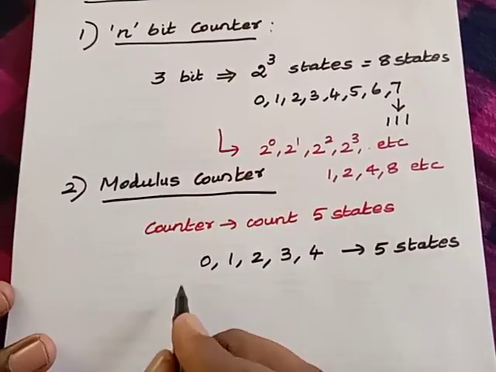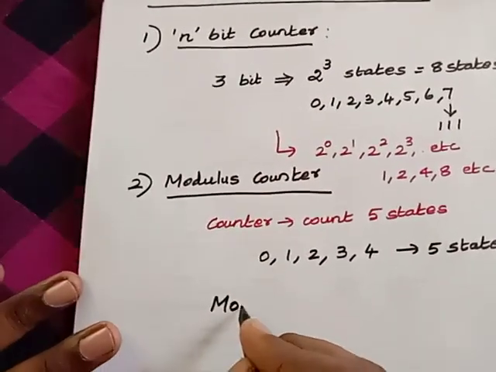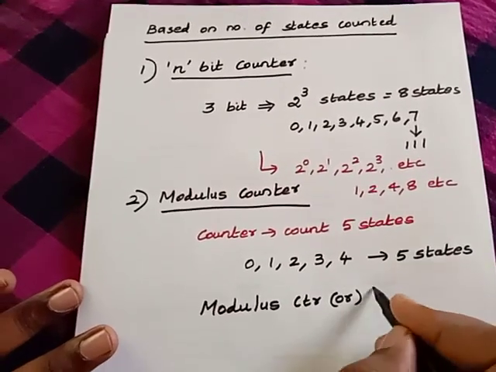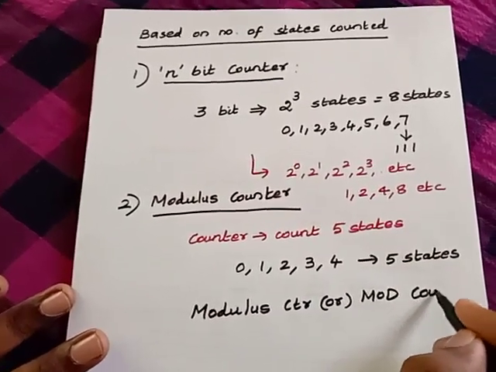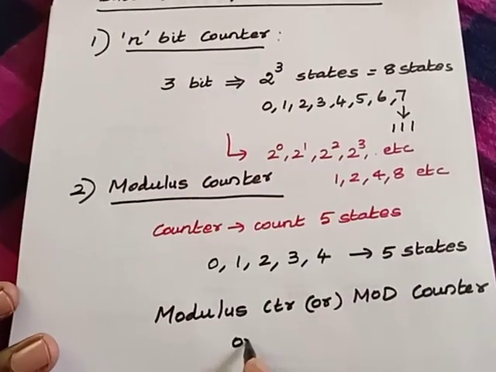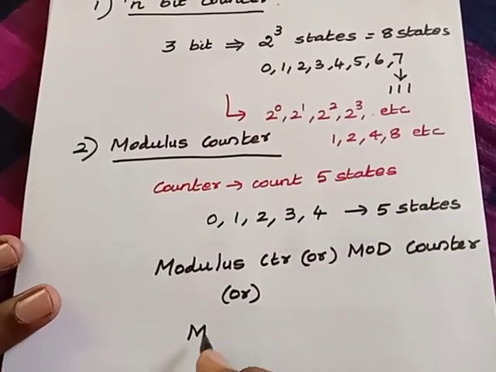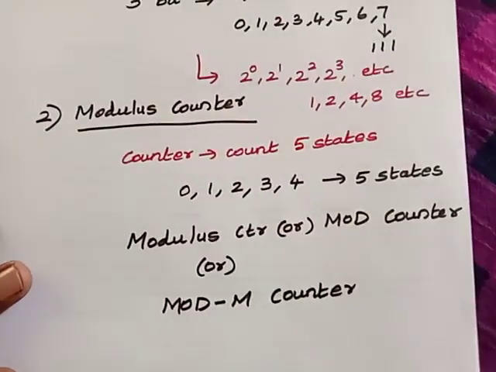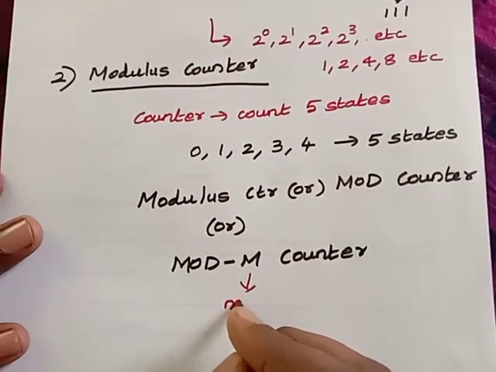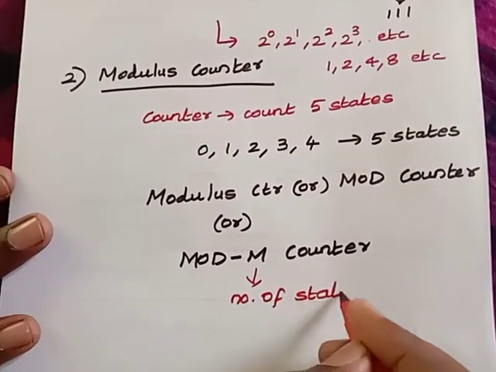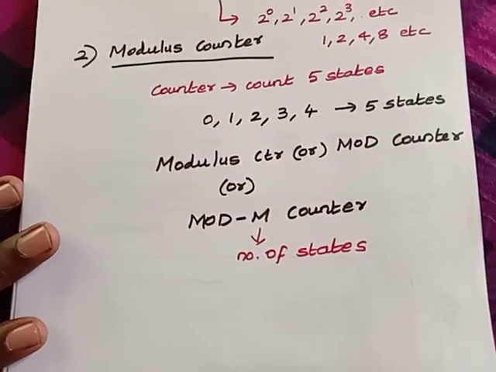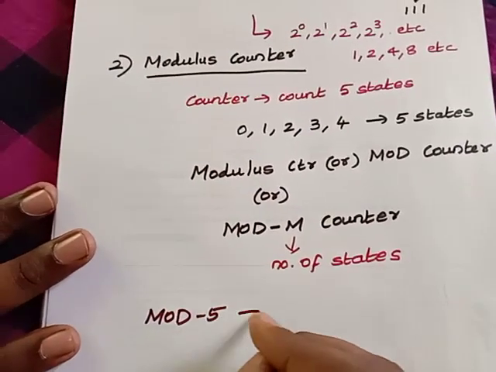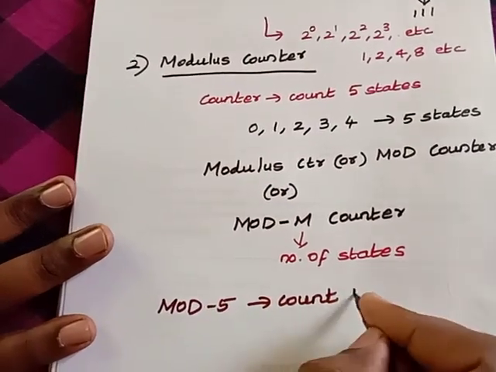Clear? So what I am going to do is, these types of counters are named modulus counters, or in short mod counters, and we usually denote them with their states. Now we'll denote it as a mod m counter. This m stands for the number of states. So in this example, a mod 5 counter means it is used to count 5 states.